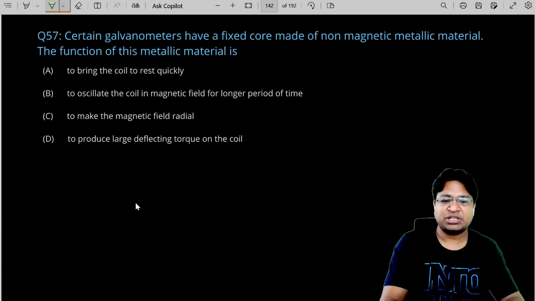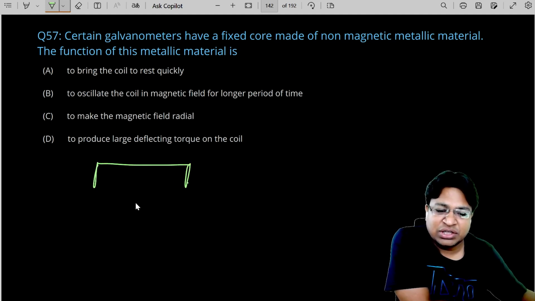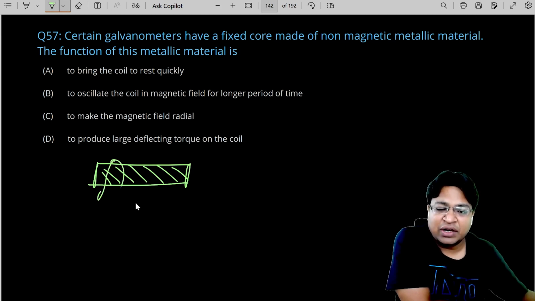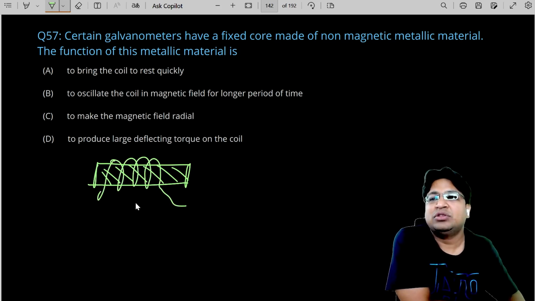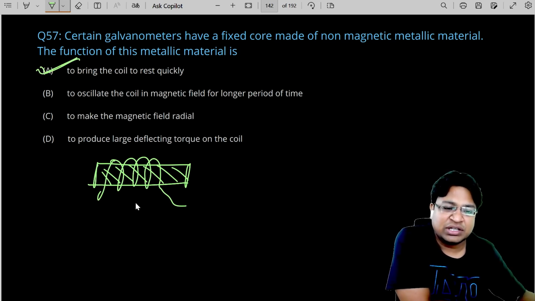Next, we go to question number 7. It says certain galvanometers have a fixed core made up of a non-magnetic metallic material. So guys, we are using a metal, a non-magnetic material. Why is that? The metallic region will allow the development of eddy currents, and those eddy currents will help to bring the coil quickly to rest. They will function as brakes. So the correct answer to this is here.